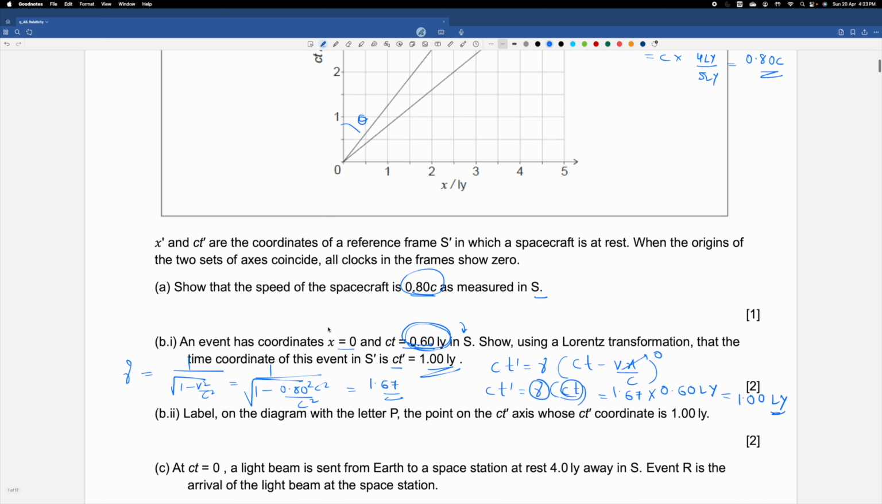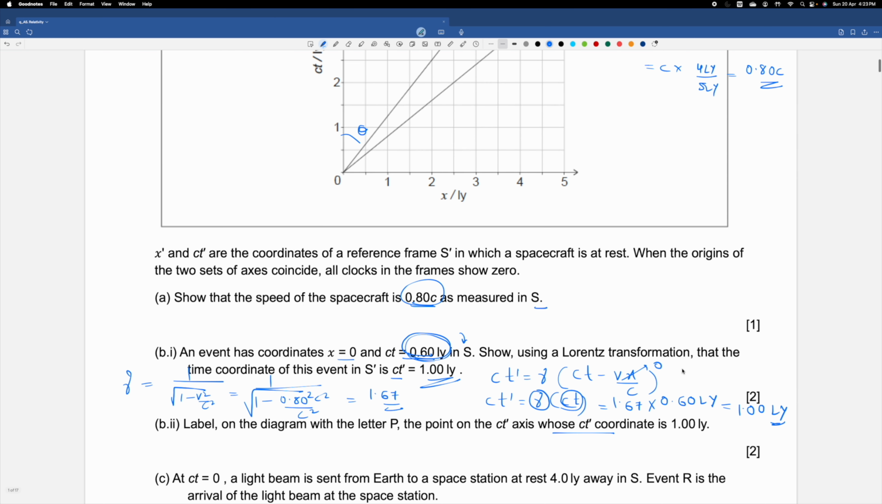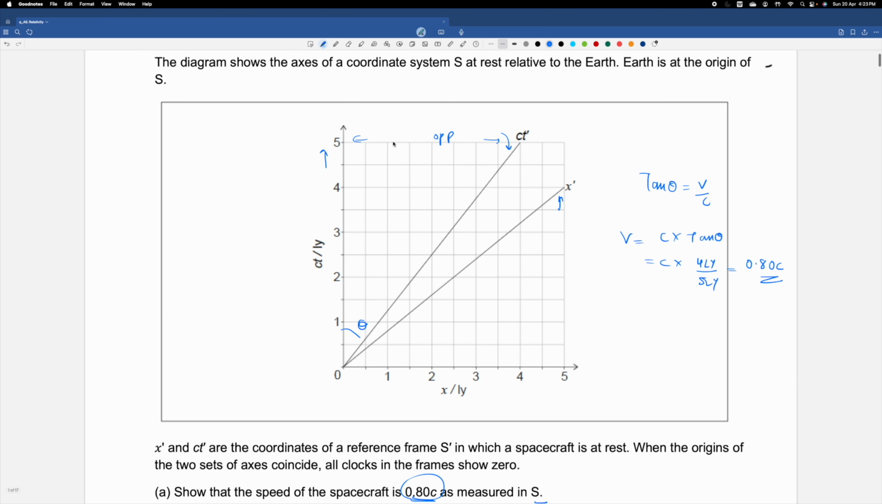Next, label on the diagram with the letter P the point on the ct prime axis whose ct coordinate is 1 light year. Since we calculated the ct prime coordinate as 1 light year, they're asking you to label that point P on the ct prime axis. You can't just randomly say this is 1 light year, right? You have to accurately locate it. So how do you do this?